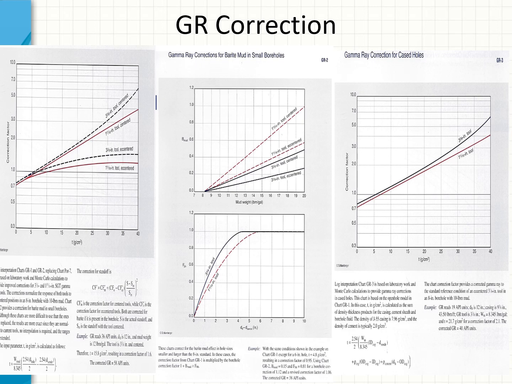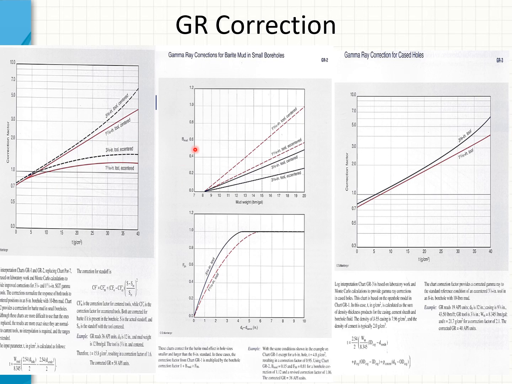Okay, the gamma ray corrections. The measurement has to be corrected. When you manufacture the tools, they have some standard conditions in the lab, in the workshop. Once you take these logs to the field, the environment may not be the same as the workshop or the calibration. So you have to do some corrections in terms of the specific borehole size, in terms of mud weight, in terms of barite, in terms of the casing. All this kind of correction has to be done.